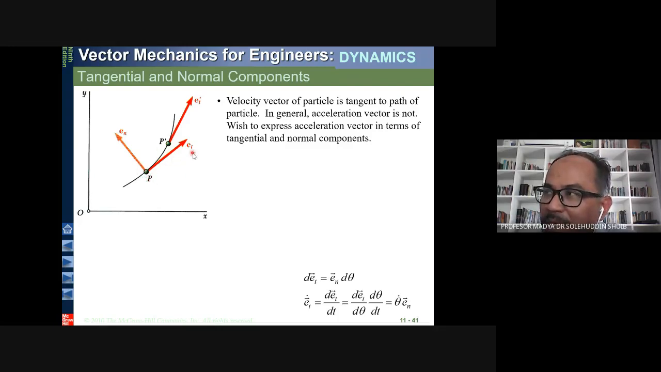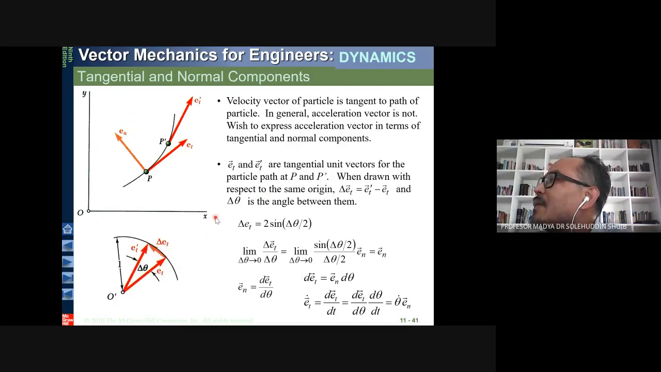So unit tangent, I name it as ET, which is tangent to the path here. Particle moves along this path, so this is the unit tangent. And then perpendicular to this unit tangent, we have the unit normal, which is denoted as EN. All right, so we can have the following equation.